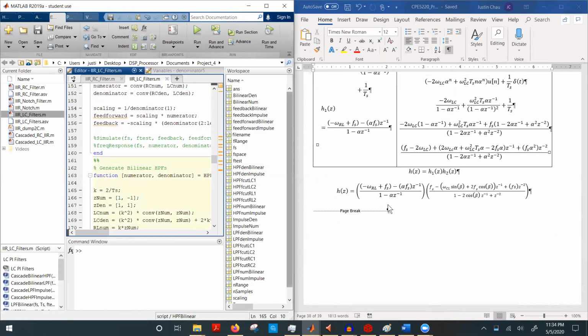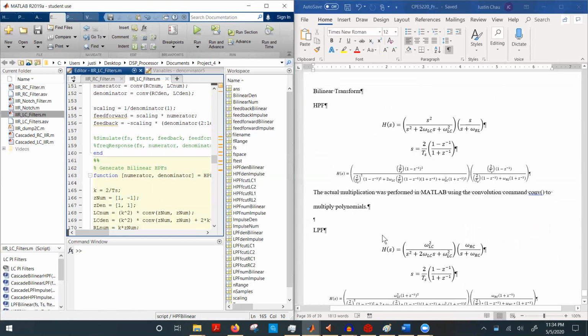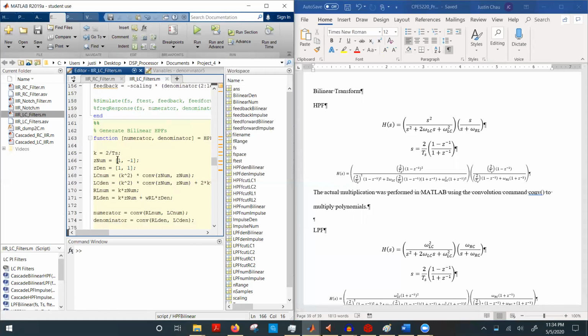So next we have the bilinear high pass filter. Because I was extra lazy, I noticed that the numerator is just 1 and -1, and the denominator here is going to be 1 and 1. So I just do these convolutions to get those coefficients, and then I can multiply with the necessary coefficients in front. For this, I have this k, which is equal to 2 over Ts, plus this 1 minus z squared.